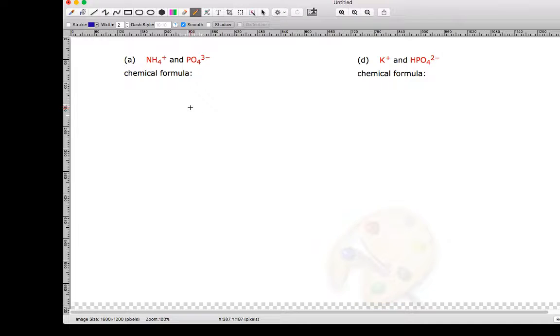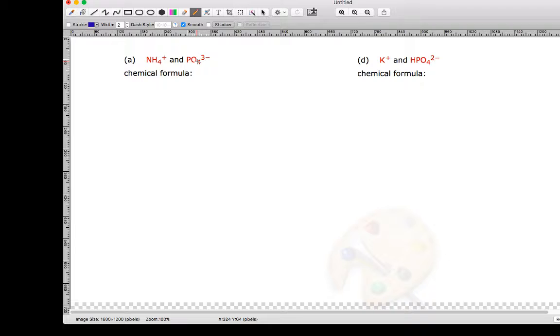This is from the old WebAssign, but it's still going to be useful for your future quizzes and tests. This is the ammonium ion, this is the phosphate ion. The ammonium ion and the phosphate ion are ions, but they're made of more than one atom.